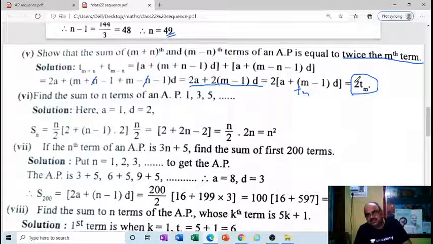We did not do much of the calculations here. It's all simple. The logic is important. Sum of m plus nth and m minus nth terms of an AP is given. So m plus nth term value and m minus nth term value.